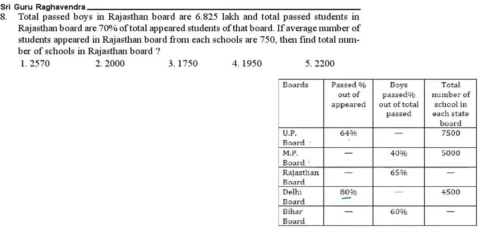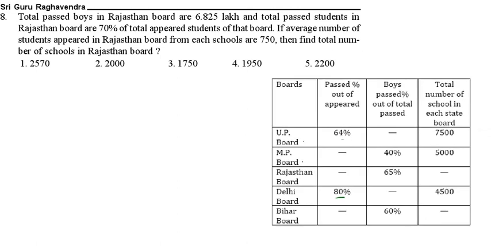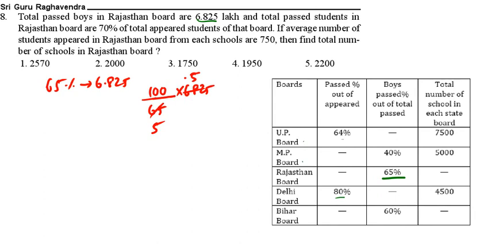Here the table shows the results of 5 state board exams. The percentage of the total passed students out of total appeared in each board, percentage of boys passed out of total students passed, and total number of schools in each board. Some data are missing which you have to calculate according to the information in the question. Now see here, there are different boards: UP board, Madhya Pradesh board, Rajasthan, Delhi, Bihar.